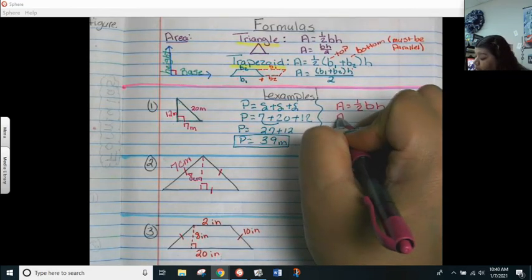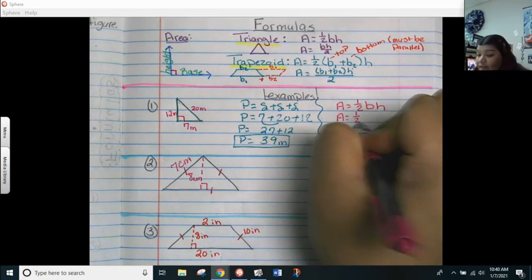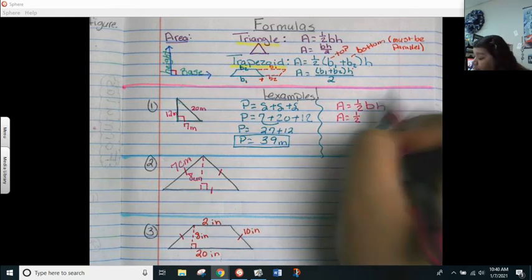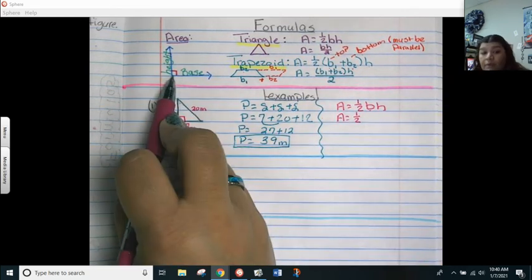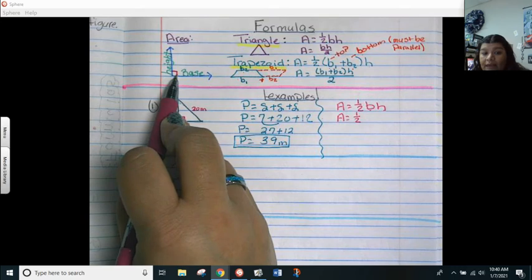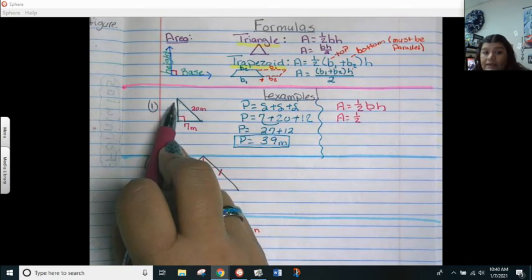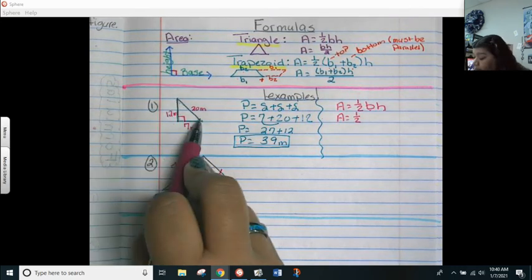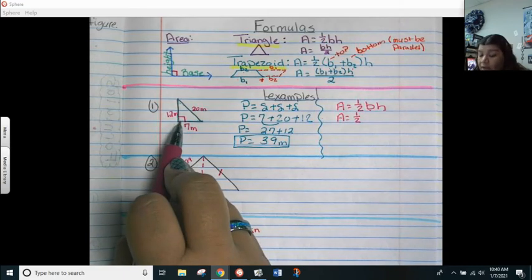I do not know the area. 1/2 is an actual number, so I need to put it there. And now I've got to find the base and height. Now, if you remember, base and height is located at the right angle. That's not a right angle. That's not a right angle. Here is my right angle.